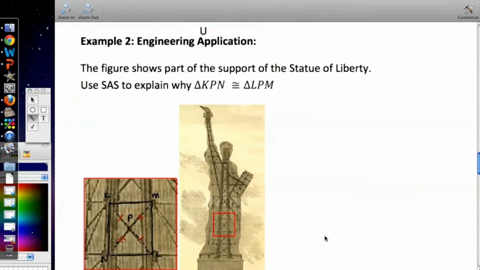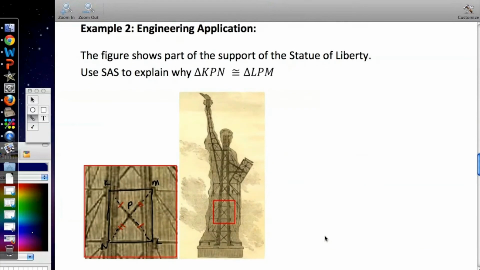Here's an engineering application. We're looking at the Statue of Liberty, and what I've done is I've zoomed in on this little piece here. So when I zoom in, this is what I get. These are the trusses inside the Statue of Liberty. You can see the torch up here, here's the crown, and here's the book she's got in her hand. Inside, these trusses are made up of triangles, which is the strong kind of a thing.